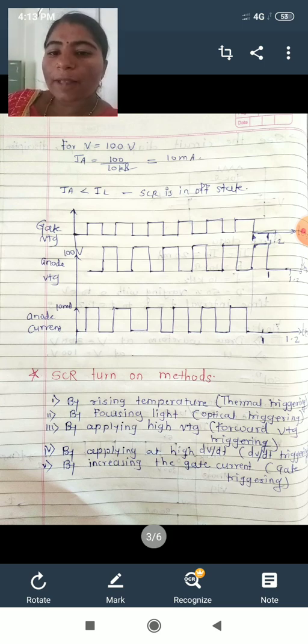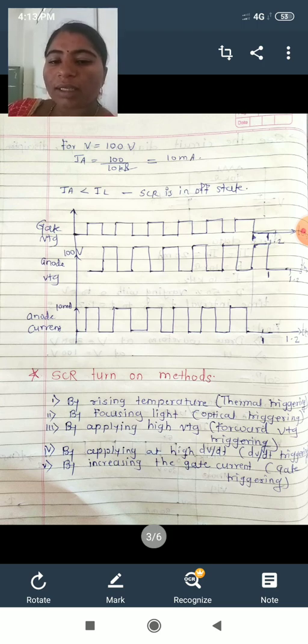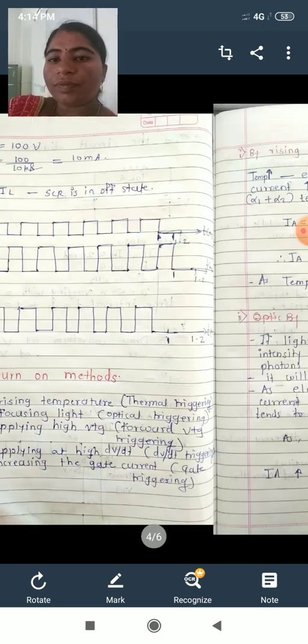Next point is SCR turn on methods. There are 5 SCR turn on methods we have to learn here. First turn on method is by rising temperature, also called thermal triggering. Second is by focusing light, also called optical triggering. Third is by applying high voltage, called forward voltage triggering. Fourth is by applying high dV by dt, also called dV by dt triggering. And fifth is by increasing the gate current, also called gate triggering.